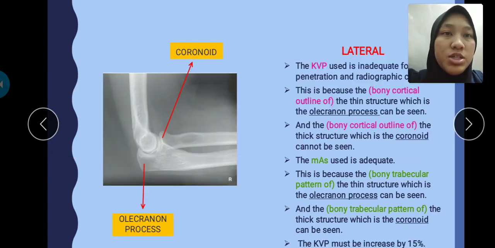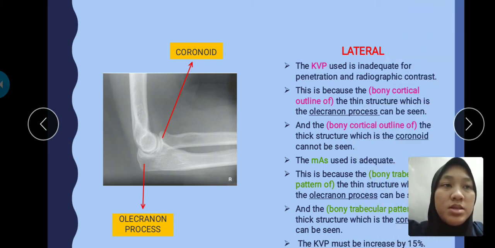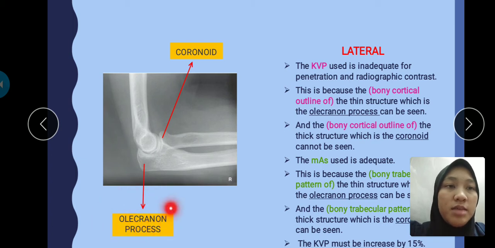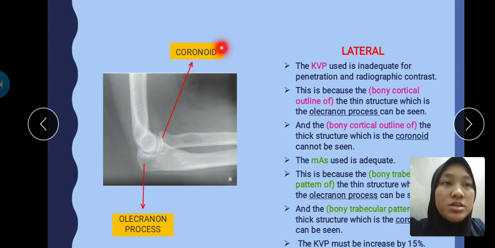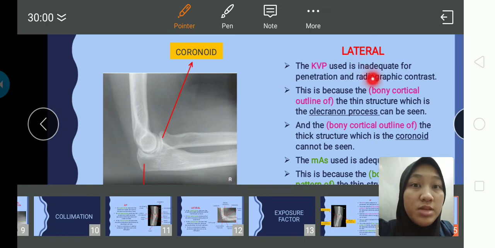For lateral projection, the KVP used is inadequate for penetration and radiographic contrast. This is because the bony cortical outline of thin structure, which is olecranon process, can be seen, and the bony cortical outline of the thick structure, which is coronoid, cannot be seen. Sorry, so this lateral projection is inadequate. I'm sorry because I said it was adequate at first.